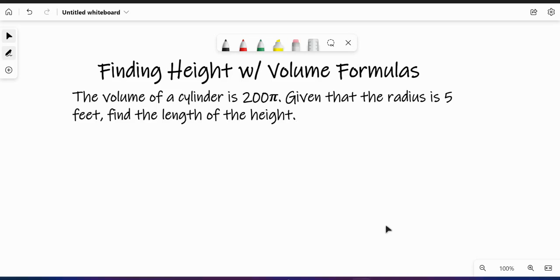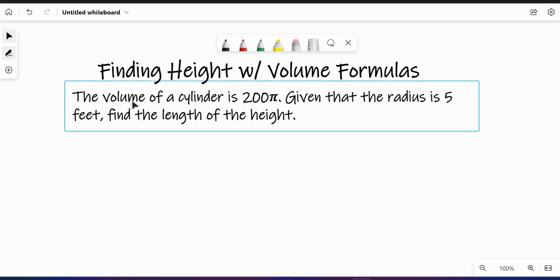Today's video, we're going to be using volume formulas in order to find the height, given the information we are presented with. What's important in this lesson is knowing, first of all, the volume formulas, and then also correctly substituting in the values in order to use algebra in figuring out your answers. So let's get started. The volume of a cylinder is 200 pi. Given that the radius is 5 feet, find the length of the height.